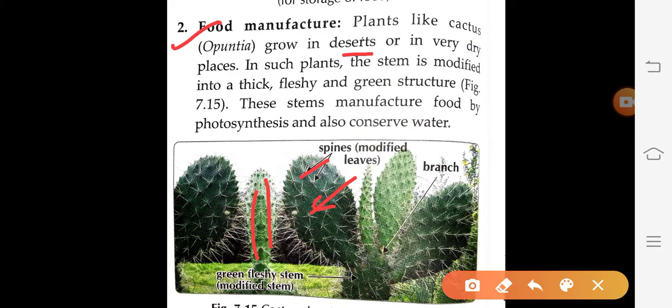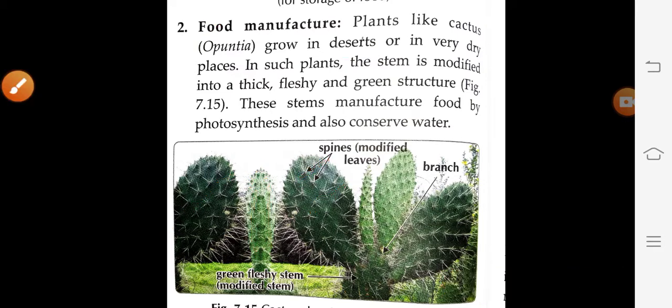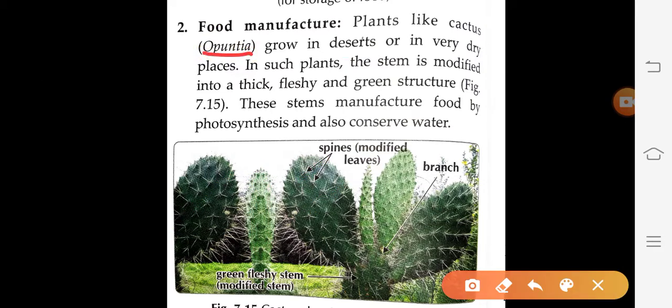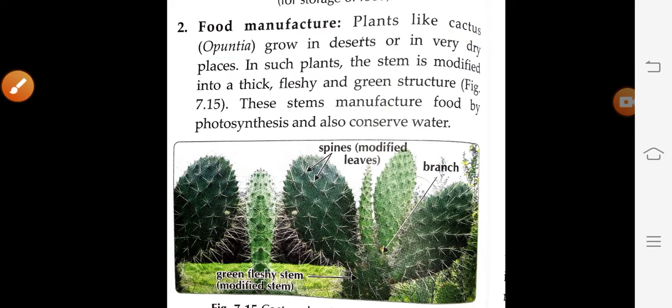They are modified because water is very scarce in the desert area, so the leaves of the cactus are converted into spines, to conserve the water in the leaves. Clear? Its scientific name is Opuntia, that is cactus. So the second function of the modification of stem is food manufacture, by a thick, fleshy green structure.